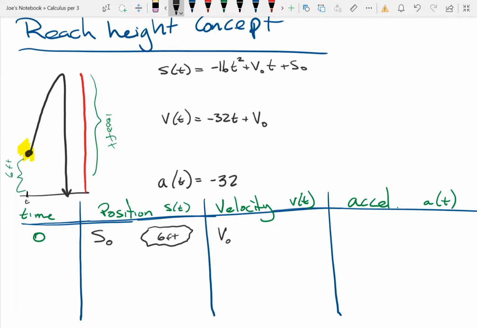And then what do we have for acceleration? Well, that's always constant. We're in feet, so that's always going to be negative 32. It doesn't matter what your time is. It's going to be traveling at negative 32 feet per second per second. So, all right, now let's go ahead and mark up this diagram.